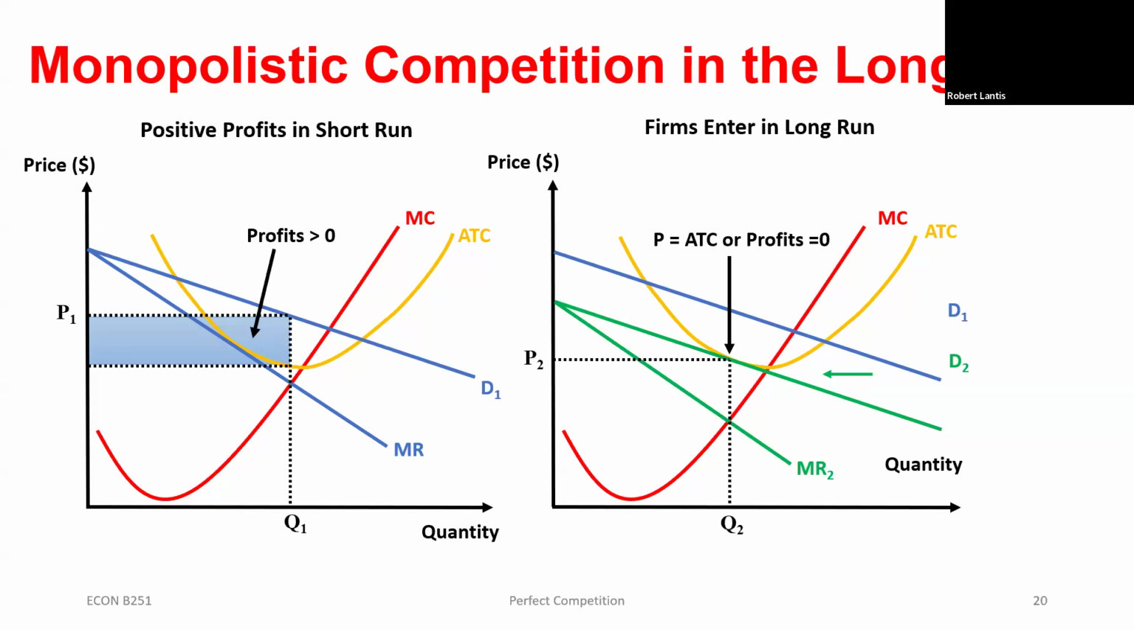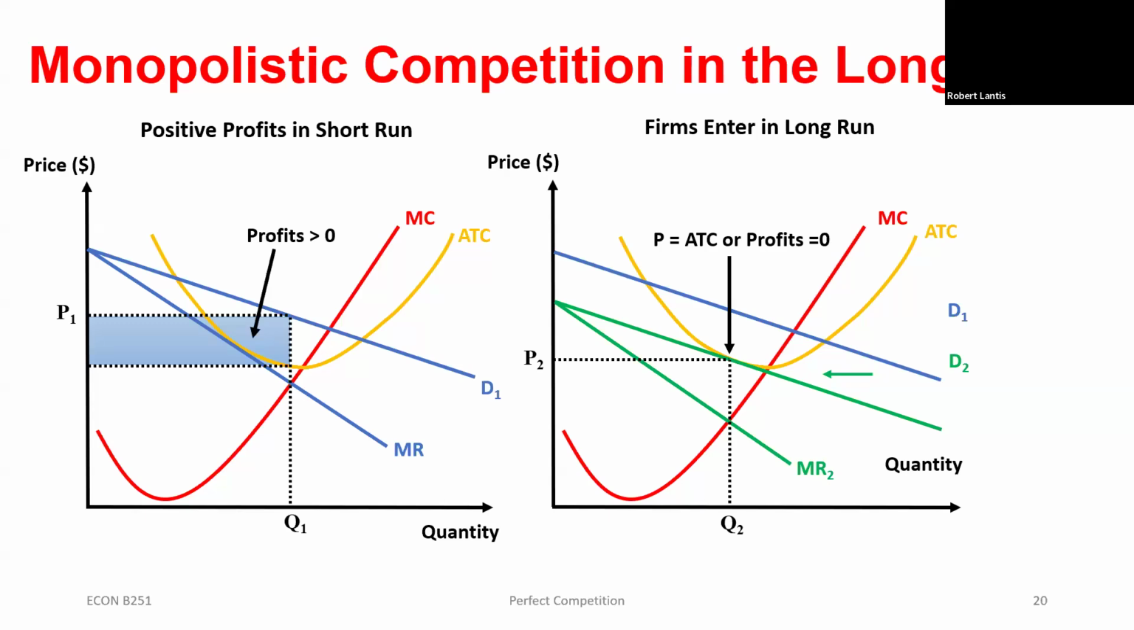So it's the same kind of concept as a perfectly competitive market. If there are negative profits in the long run, firms start to exit. What did that do in a perfectly competitive market? If firms exited, the overall supply went down. That did what to the price? Pushed it up.